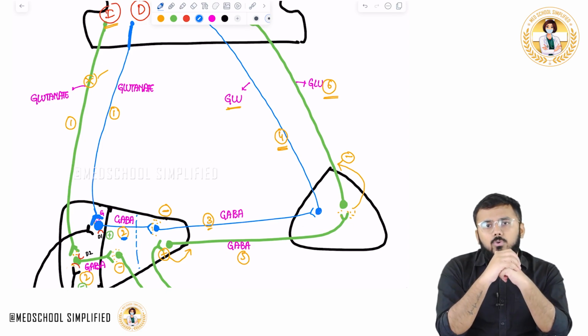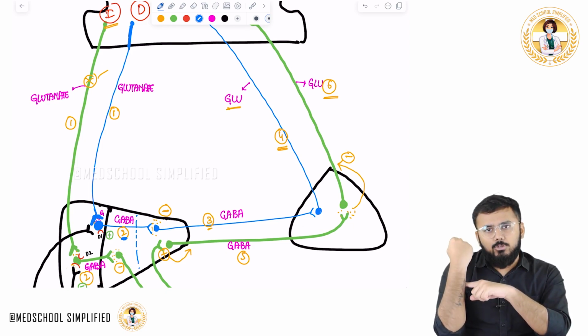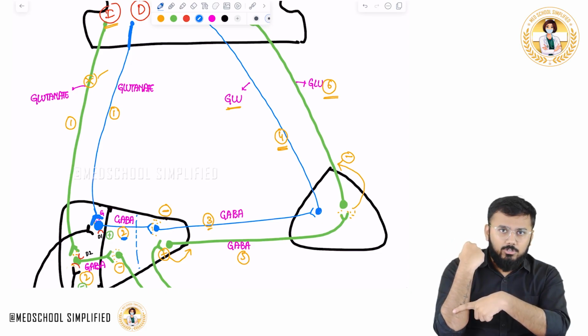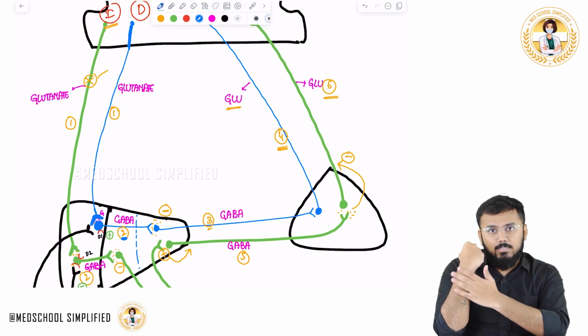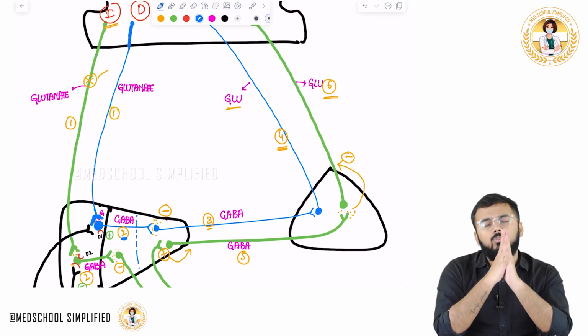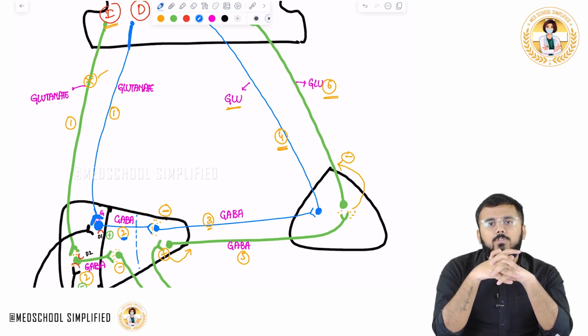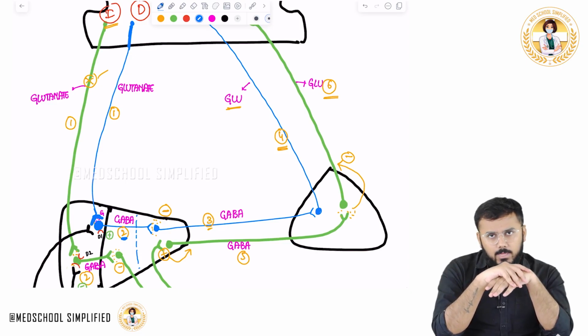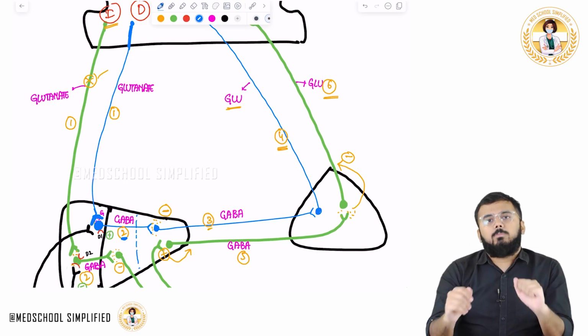Clear? So what I am telling you is that whenever contraction is happening here, on the other side relaxation should happen. And whenever relaxation is happening on the other side, contraction should happen. So this is the rule. For contraction of the muscles, we need a direct pathway. For relaxation of the muscles, we need indirect pathway. So how does the direct pathway work?